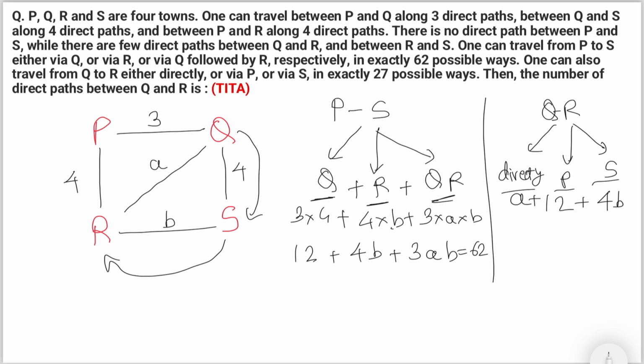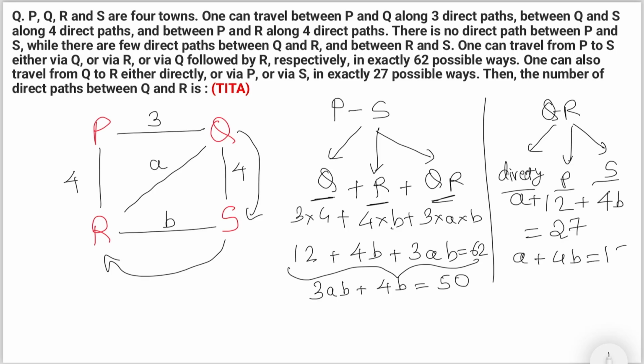The total number of ways if you're traveling from Q to R will be A plus 12 plus 4B, and this total has been given to us in the question as 27. Let's look at the very first condition. From that, if you take 12 to the right hand side, you will have 3AB plus 4B is equal to 62 minus 12, which is 50. And if you take 12 to the right hand side for the second equation, you will have A plus 4B is 27 minus 12, 15, right?